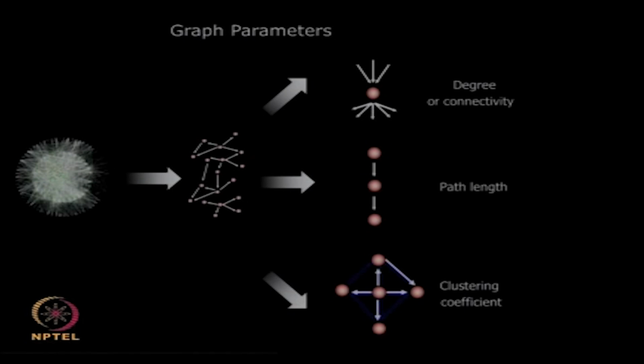The third kind of property which is often studied is the clustering coefficient. Clustering coefficient tells how often the neighbors of a given node are connected, compared to what you would see in a completely connected graph. Let's look at more detailed examples.